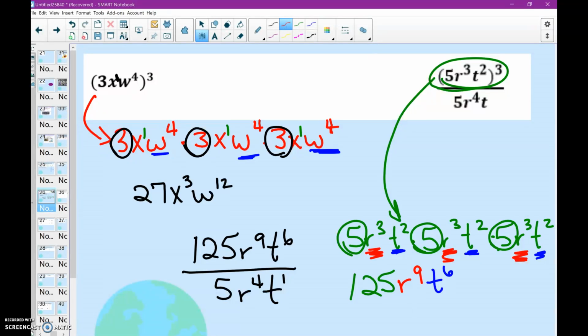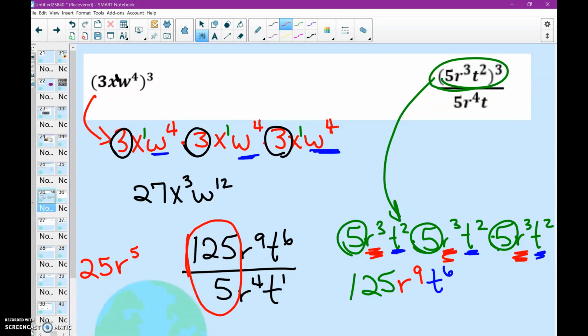This is kind of like the combination stuff we did on block day. We've got 125 and 5. Okay, we'll divide those. If you type it in on your calculator, you should get 25, I believe. Remember, you're dividing those, you're not subtracting, so don't make it 120. These are regular coefficient numbers, so treat them as usual. You have r to the 9th on the top, and you're canceling out 4 of them, which means you're really going to subtract. So I now have r to the 5th power.